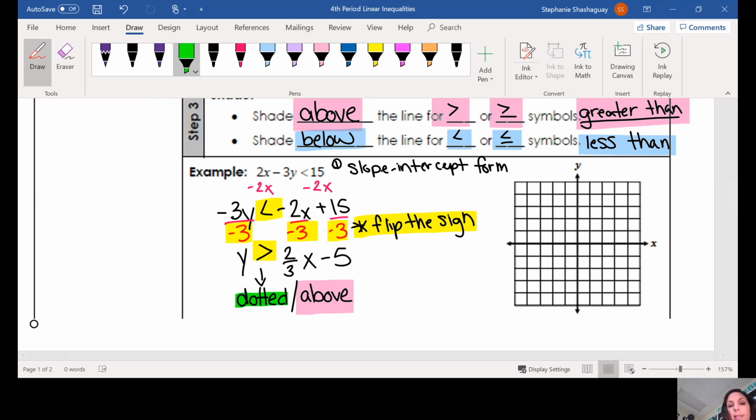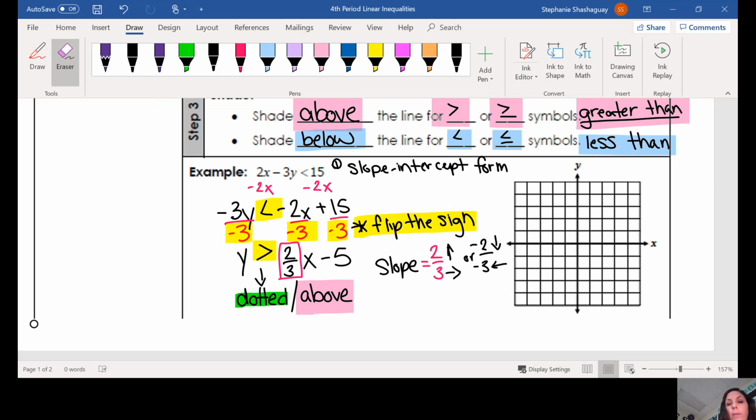Then we need to identify our slope. Oops. And our slope for this line is right here. This is always going to be our slope. So our slope is equal to 2/3. So it's a positive 2/3, so I can either go up and to the right, or a positive 2/3 can also be down and to the left, because it would be a negative divided by a negative, which also gives me a positive. So either direction works.